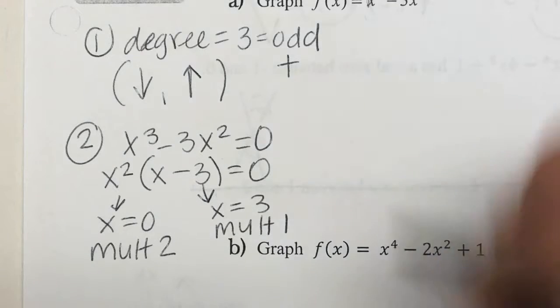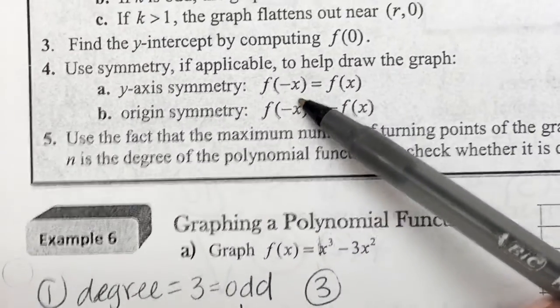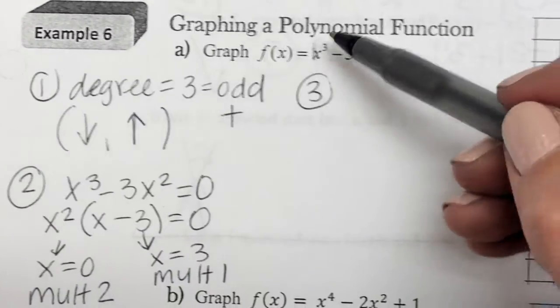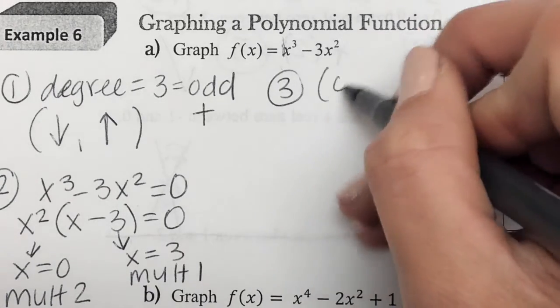No. Alright, number 3. We are finding the y-intercept. We set what to 0? X. So right here the y-intercept would be 0. 0, 0 is the y-intercept.